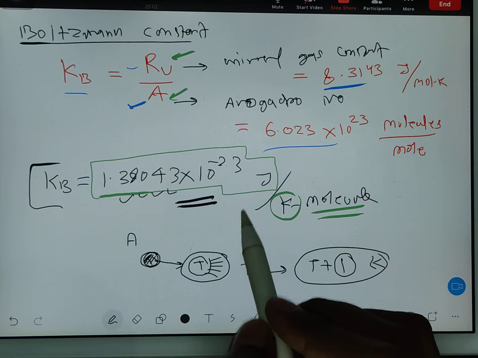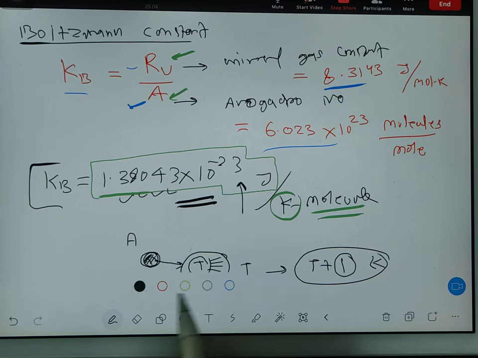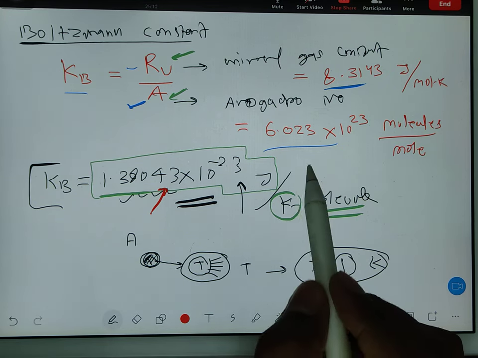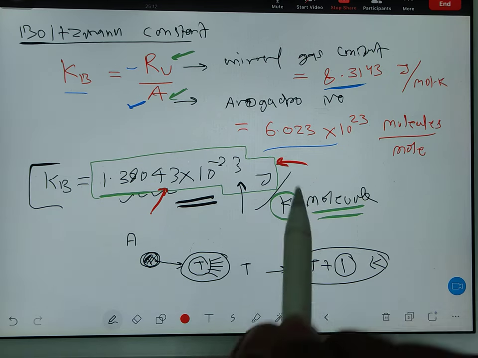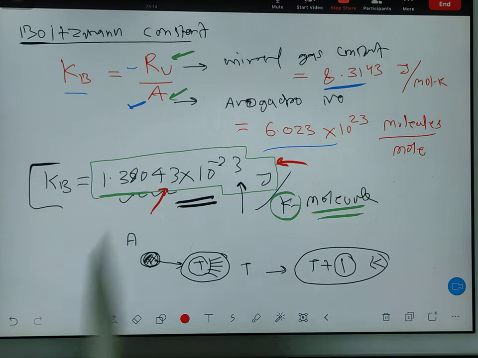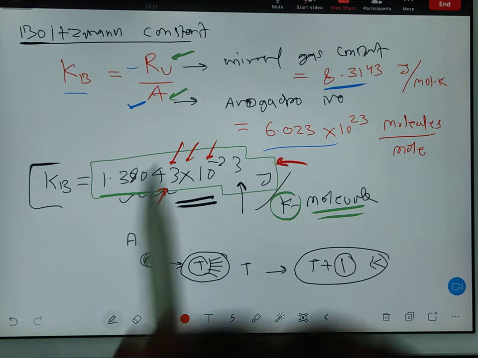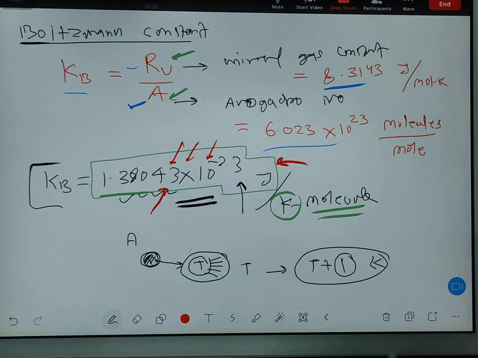Now I said kinetic energy. Why? Because molecules have kinetic energy only because of temperature, or you can say vice versa, there is temperature in any system because molecules have kinetic energy. So this is your average kinetic energy. Every molecule has a different kinetic energy, right? So we will discuss average kinetic energy. For that, I'm changing the page.